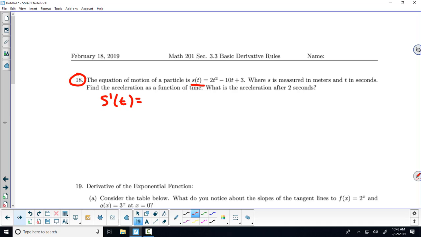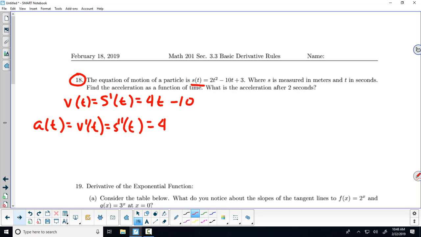So let's write it like this. The velocity, which is equal to the first derivative of the position function, would be 4t minus 10. True? Then the acceleration, which is the derivative of the velocity, which is the second derivative of the original function, is equal to 4. Folks, you don't have to write out all the things it could possibly be. I'm just showing you how they're all interrelated.